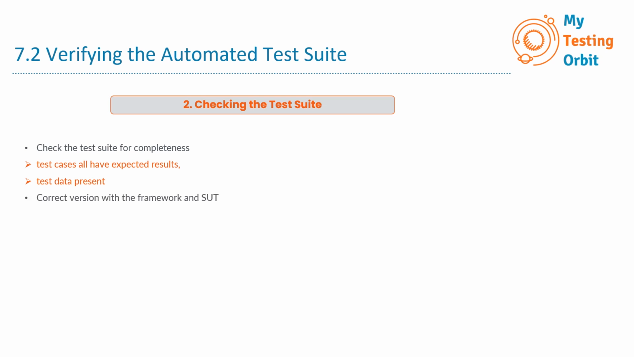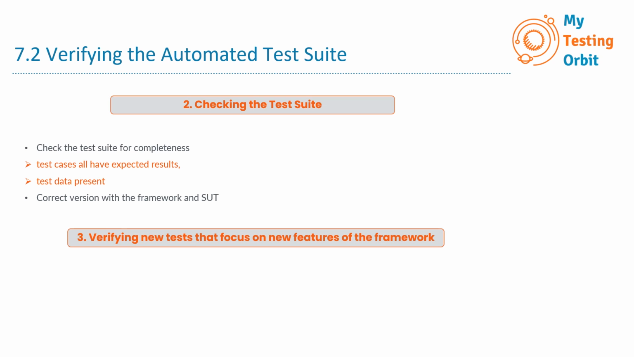Then we have correct version with the framework and SUT. This involves making sure that the test suite matches the correct version of both the testing framework which is being used, which will include the testing tools, test scripts, etc., and the SUT, which is the system under test. It is important to align the test suite with the right software versions to avoid any discrepancies or errors during testing.